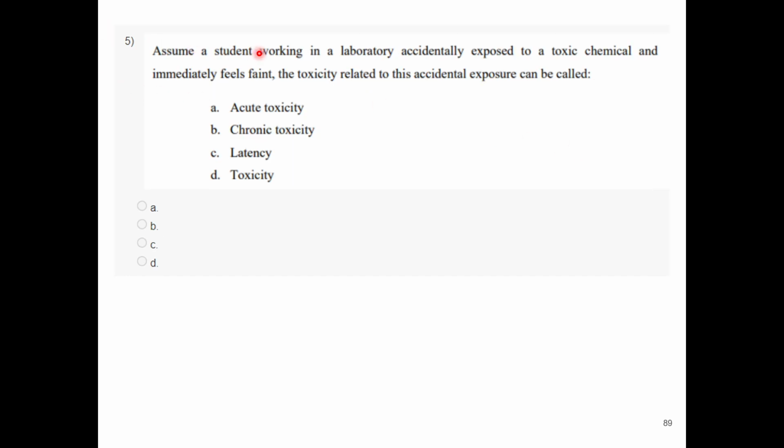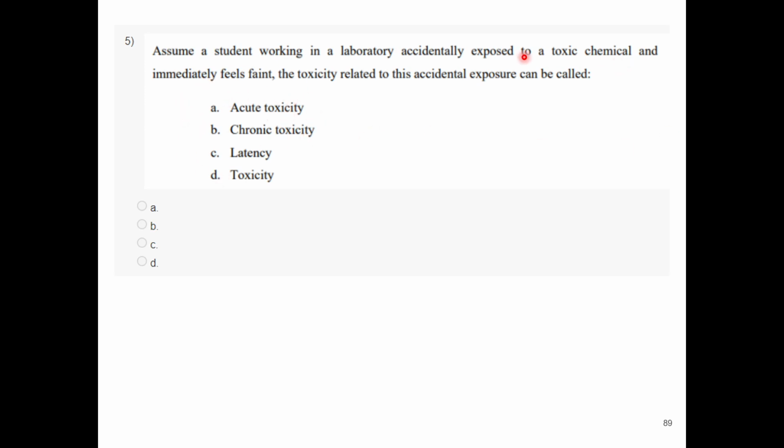Fifth question. Assume a student working in a laboratory is accidentally exposed to a toxic chemical and immediately feels pain. The toxicity related to this accidental exposure can be called A, acute toxicity, B, chronic toxicity, C, latency, D, toxicity. A, B, C, D, which is the correct option? So if you see here, it says a student who was working in a lab accidentally exposed to a toxic chemical and immediately felt faint. So the latency is very less. We are asked about the type of toxicity, so latency is not the correct option, and toxicity is also not a correct option. So C and D are incorrect, and it will be between A and B.